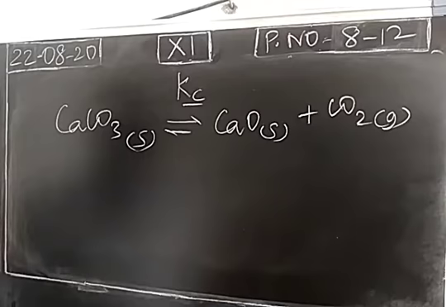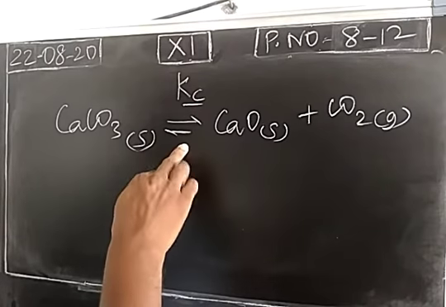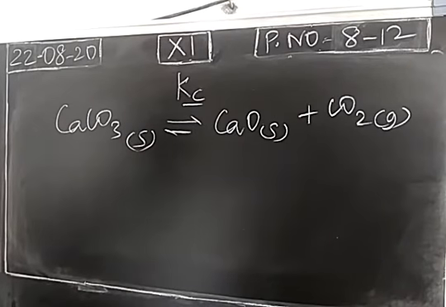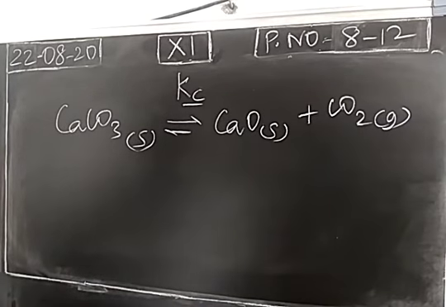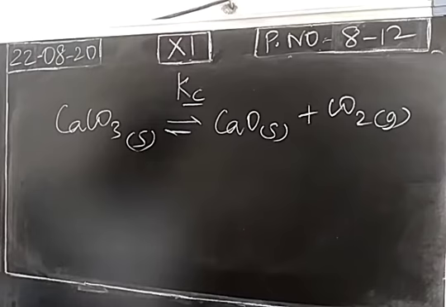So in a reaction, if reactants and products are in the different phases, we call them as heterogeneous reactions. So in this reversible reaction, if equilibrium is reached, we call this as heterogeneous equilibrium. For this heterogeneous equilibrium reaction, how to write equilibrium constant?